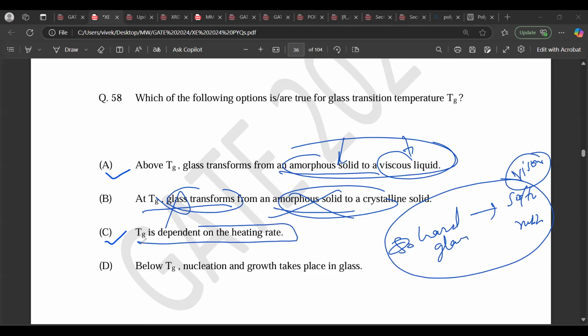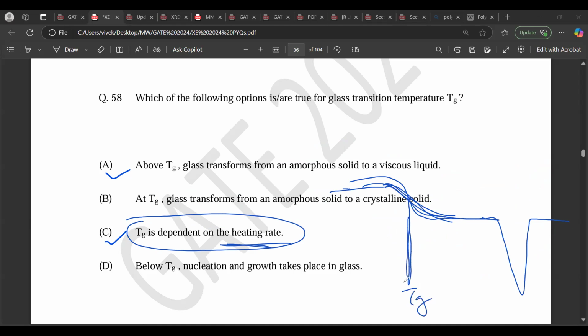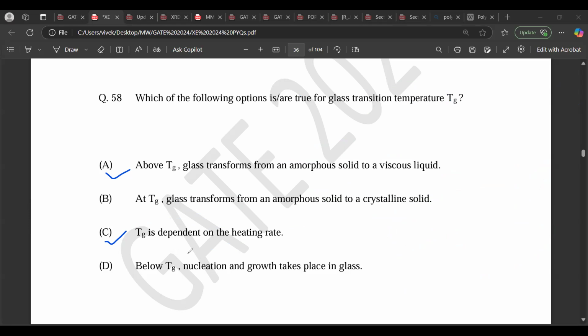Tg is dependent on the heating rate, of course. We are going to see that Tg matters, because if you change the heating rate, the heat flow will be different in your DSC curve. You'll get a completely different curve, and if you get a completely different curve, your Tg will be different, right? So this curve is affected by heating rate, just like the TGA curve that we learned.